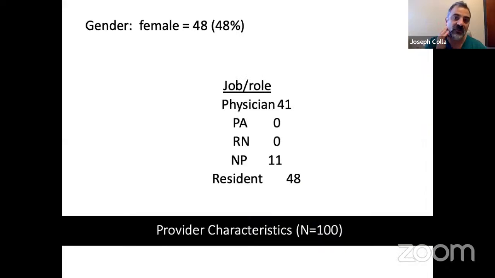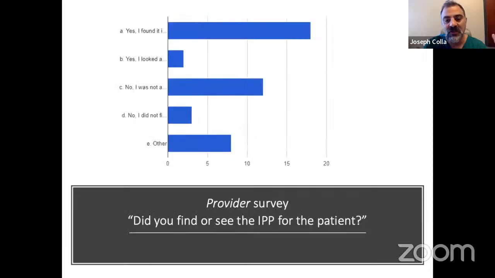So as far as the providers, 100 of them, it was pretty evenly split between male and female. There were 41 attending physicians, 48 residents, and 11 advanced nurse practitioners. We included the nurse practitioners. This was actually something we had to debate, because they often serve as the triage first person that a patient will see. They start the orders and put the first dose in, and that was important for us.